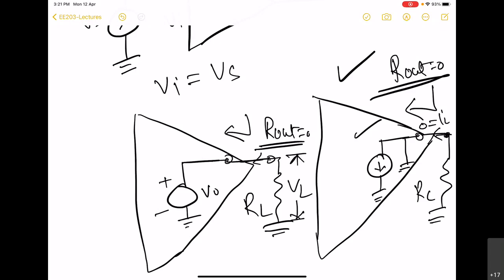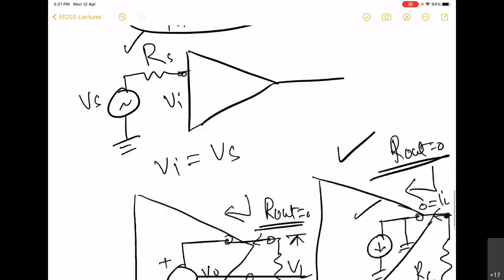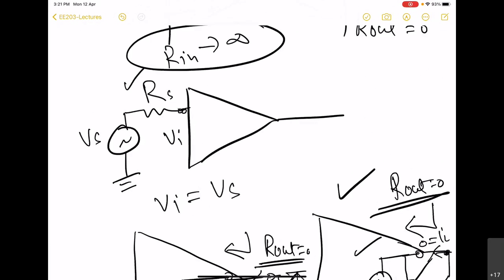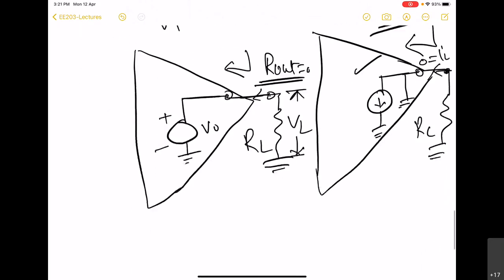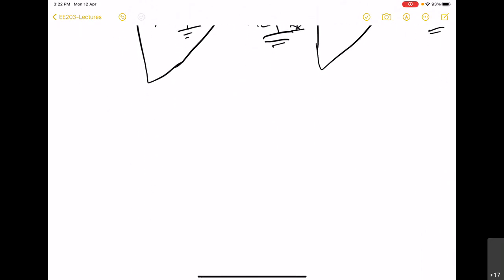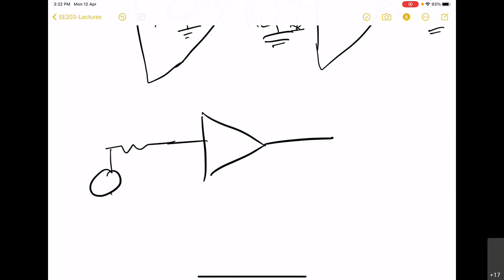So what we found is that if we have Rin to be infinite, then it will sense voltage on the input side, and Rout equal to 0 means it will be behaving like an ideal voltage source on the output side, right? And in this case, the complete amplifier can then be represented in this way. So it will be excited by a voltage source, and here we will see an open circuit output voltage of VO.